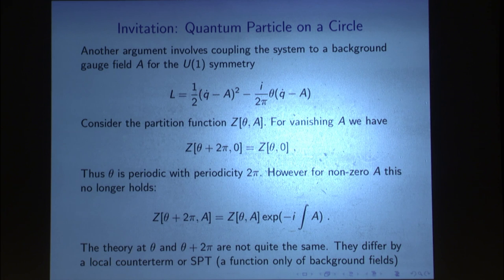Now, once you couple to A, this equation is no longer true. So if you shift theta by 2 pi, you don't quite get back to yourself. Instead, you pick up this additional Wilson line, this additional integral 1D Chern-Simons term. And so the theory at theta and theta plus 2 pi are not exactly the same when we couple to background fields. They differ by a local counterterm. So the important point here is that the difference between the theory at theta plus 2 pi and theta is a function only of this classical background A. Any questions?